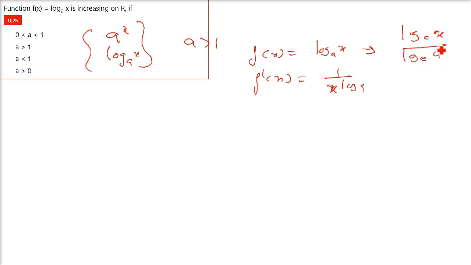You know the properties of log. Log base e a is a constant, so there is no point in differentiating it. You just have to differentiate log x, and the differentiation of log x is 1 by x. That is how the differentiation 1 by x log a has come up.